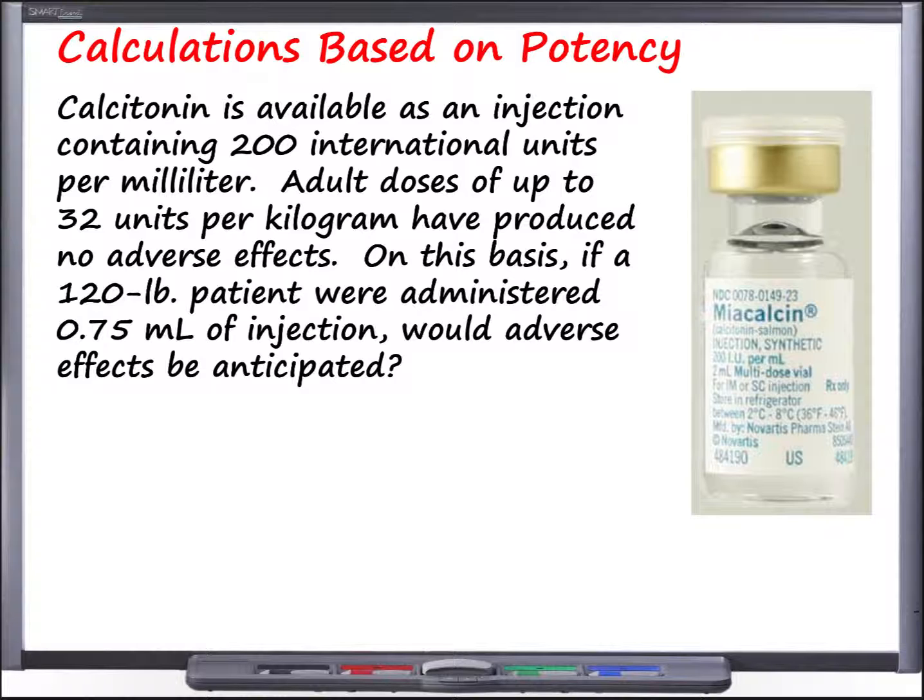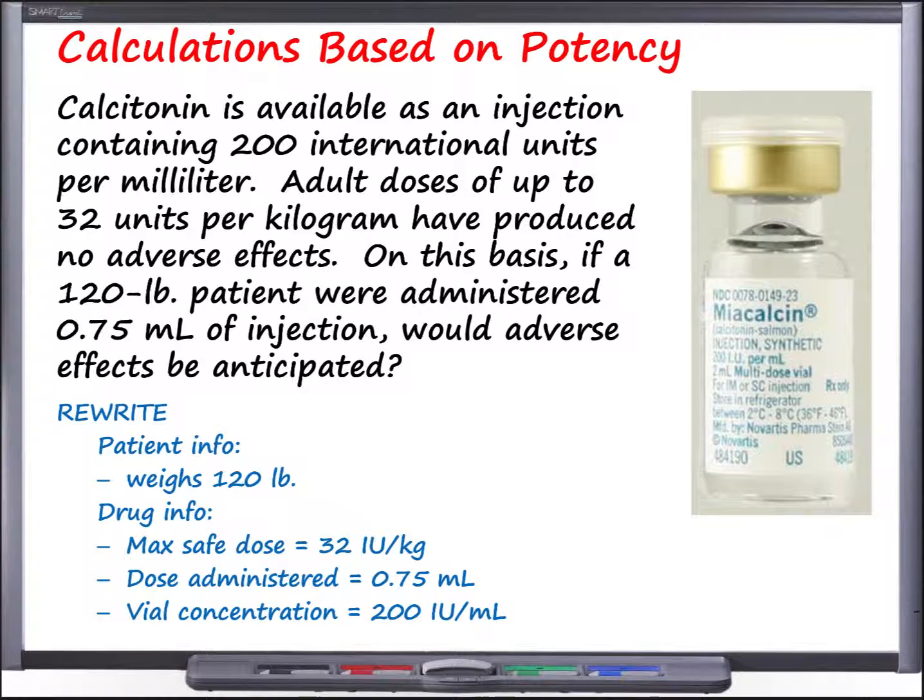All right. That's one of these questions that are worded in a kind of funny way, so let's rewrite it. What do we know? We know in this question that we have a patient who weighs 120 pounds. What do we know about the drug? Three things. We know that the maximum safe dose of using this drug would be 32 international units, or IU, per kilogram. We know the dose we want to administer to our patient is 0.75 milliliters. And we know that the concentration of calcitonin in the vial is 200 international units per milliliter.